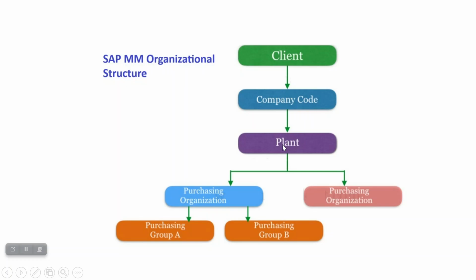The third level is plant. In SAP, plant is the highest organizational unit in the MM module. It can be, for example, an operational unit or manufacturing unit. Plant is responsible for planning, procurement, distribution of goods and services. And a plant must be assigned to a company code.